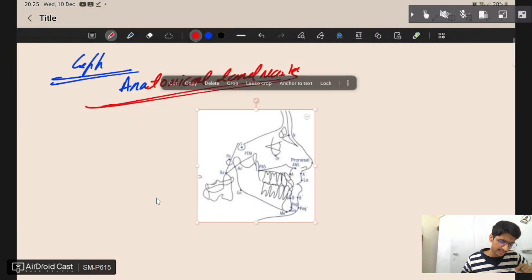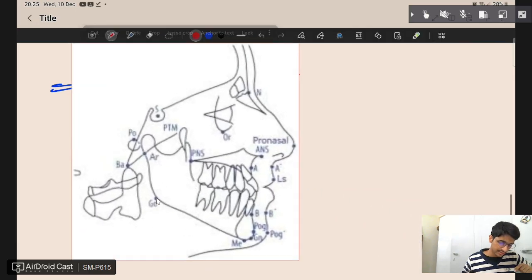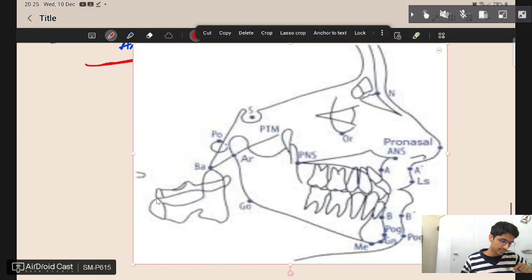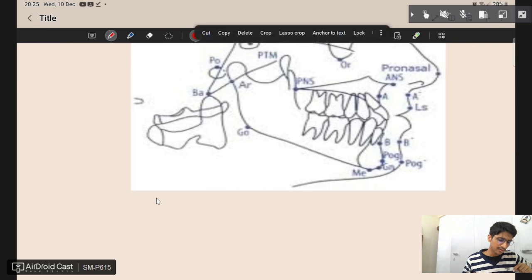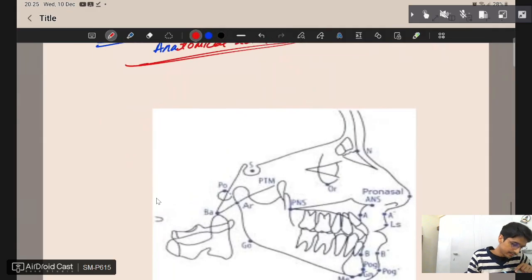So, guys, this is the image that we are going to study very thoroughly. Starting off from a very basic landmark, notes will be pre-provided. Just listen and try to understand.